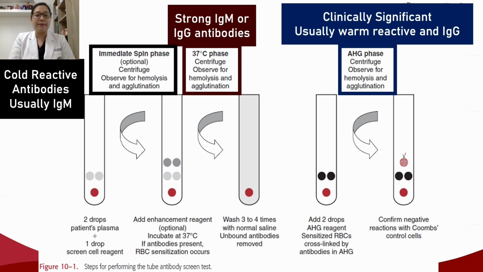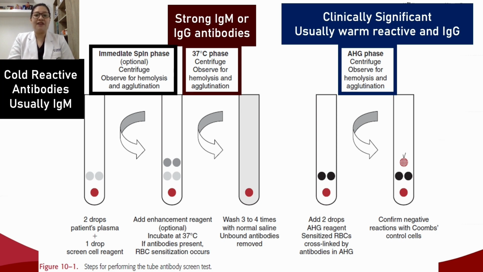Antibodies have optimum temperatures for reactivity. Reaction readings can be made at different phases: after the immediate spin, after incubation at 37 degrees centigrade, and after the addition of anti-human globulin or AHG and centrifugation. Reactivity in a certain phase will help determine whether the antibody is cold reacting or IgM, or warm reacting or IgG. It will also help to distinguish between antibodies that are clinically significant and not significant.